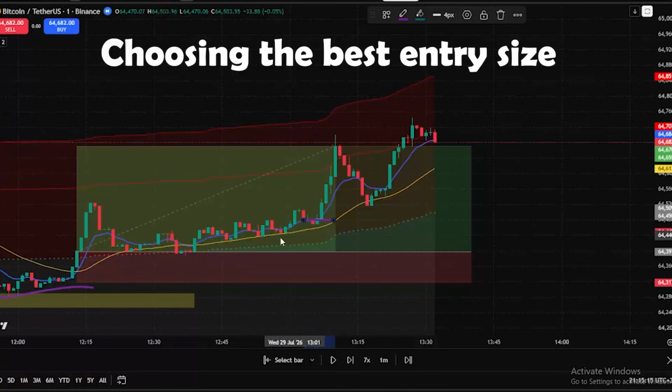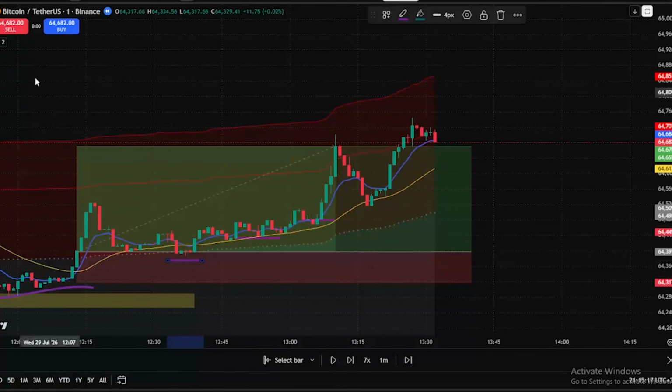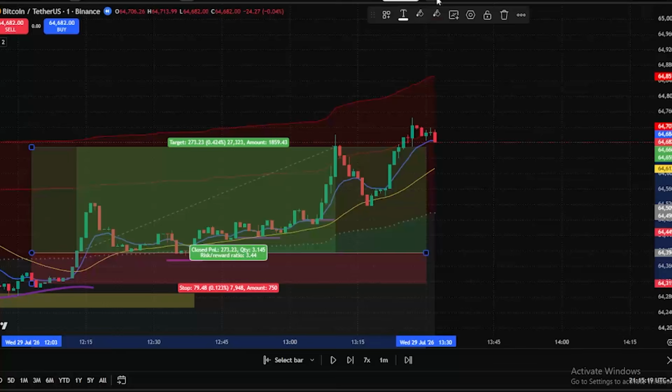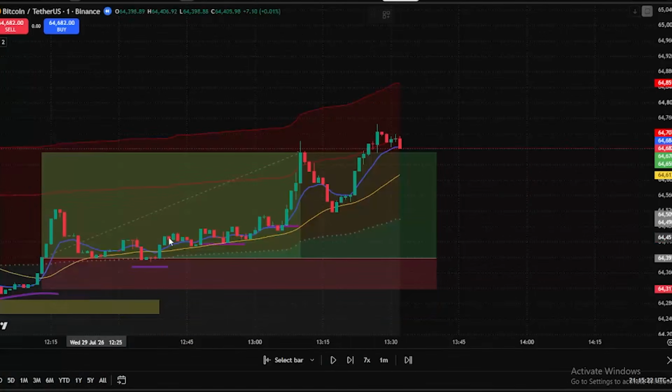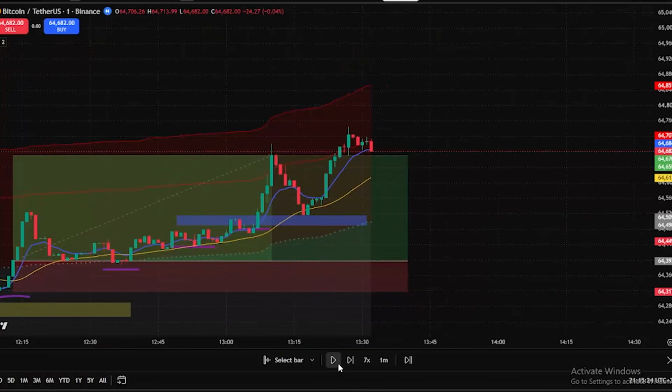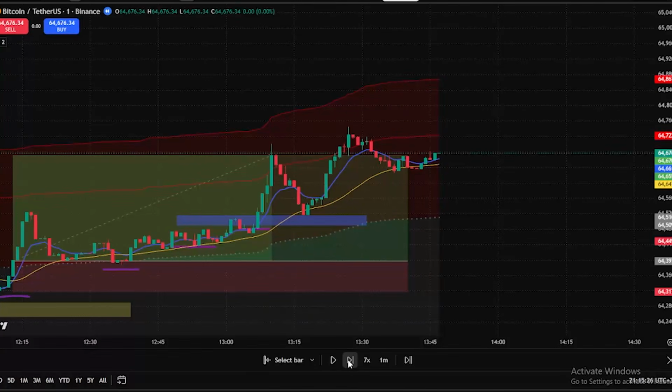They choose a large position first, then place the stop-loss wherever it feels comfortable. Professional traders do it backwards. First define the risk, then calculate the position size, then enter the trade.